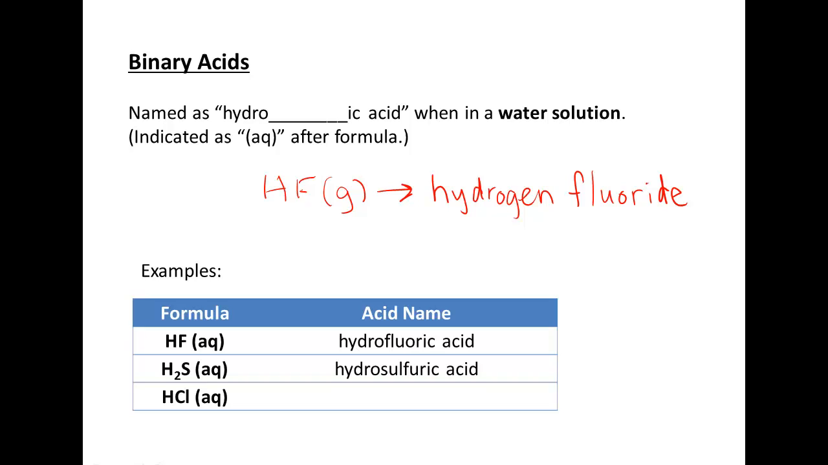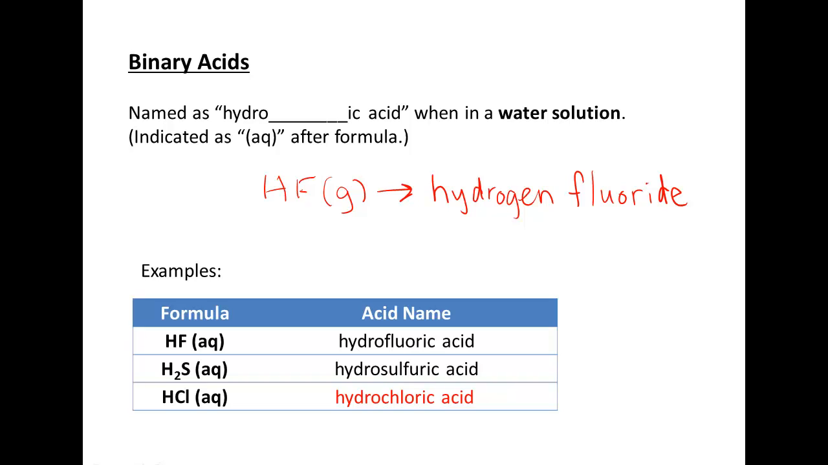So let's look down at our different names that we have down below in the examples. Hydrofluoric acid we just discussed. Hydrosulfuric acid would be a binary acid with sulfur. And then if you have a binary acid with chlorine, can you guess what it's going to be? Hydrochloric acid.